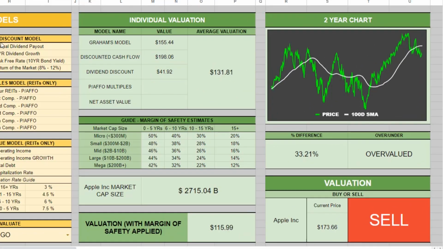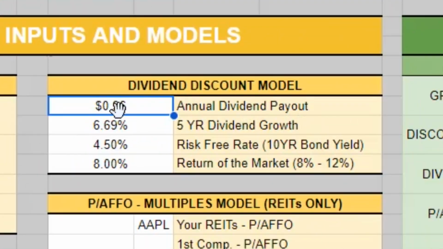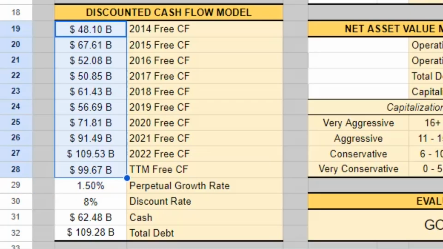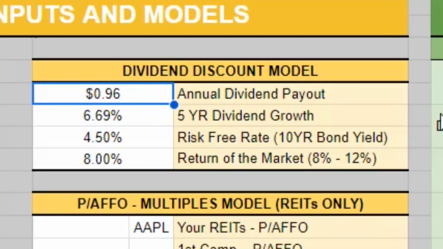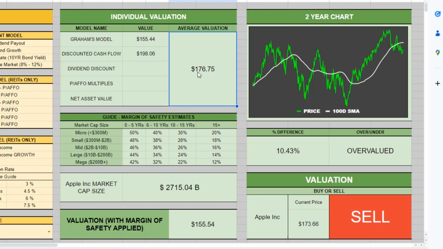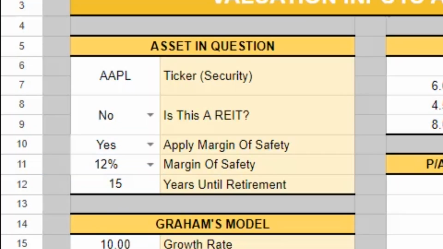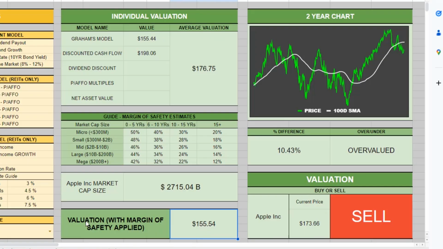Remember what I said. The annual dividend payout is fairly low for Apple because they're not returning the value to their shareholders in the form of a dividend. They're returning value in the form of free cash flow. So if we simply remove the dividend discount out of our average valuation, that does move the average valuation up to $176, which is over the current price.